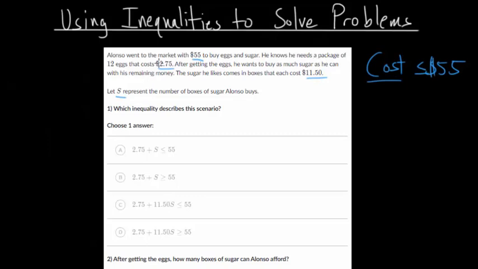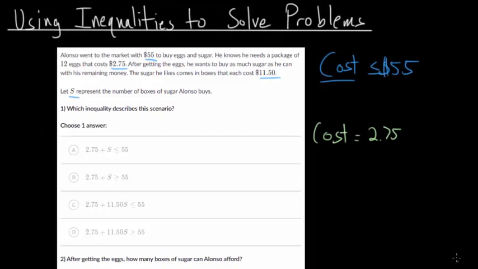So he has to buy a package of eggs. That's non-negotiable. The cost is going to be at least that $2.75, but then we're going to be adding to that because Alonzo has to buy sugar as well. So each box of sugar costs $11.50, and he's going to buy S boxes of it. So each box is $11.50, which means we will multiply that by the number of boxes. So if he buys 3 boxes, then you want to take 3 times $11.50. Though we want to leave it as a variable expression because we don't know yet how many he can buy. So we'll just leave it as S.